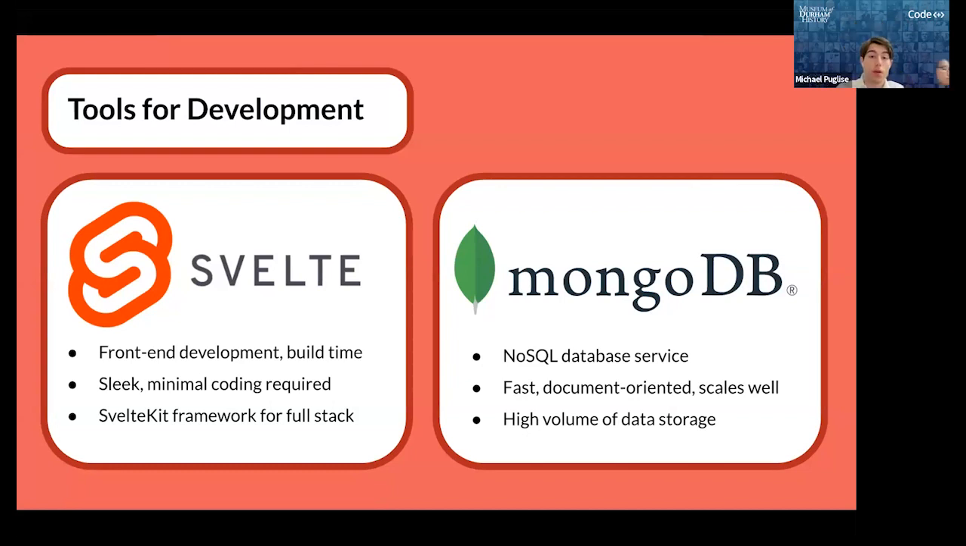In conjunction with SvelteKit, we use MongoDB, which is a NoSQL database service. And we use this to store textual data about the 150 faces that we received from the museum, as well as any uploaded media. And unlike relational databases, NoSQL databases are faster, they're document-oriented, and they don't use as much structured data like tables, fields, columns, etc. In this way, MongoDB allowed us to store a higher volume of data.